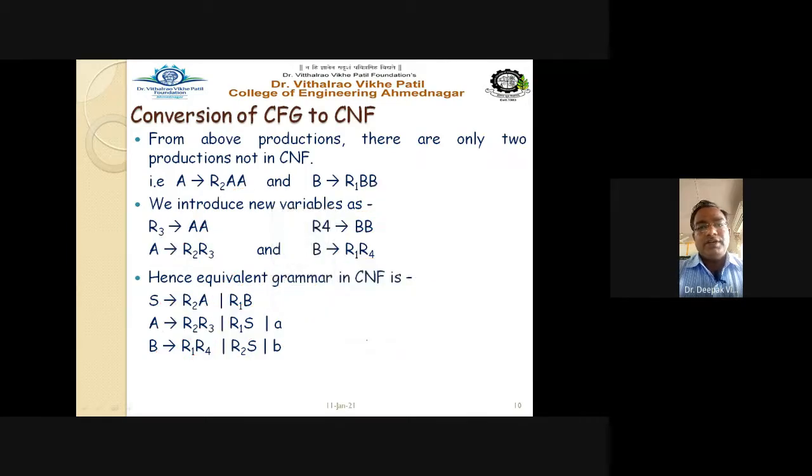Let us go to the next slide here. Sorry, here also you have to write down the remaining rules, that is R1 produces A, yes, R2 produces B, again in CNF, R3 gives double A, and R4 produces double B. All rules are in Chomsky normal form.